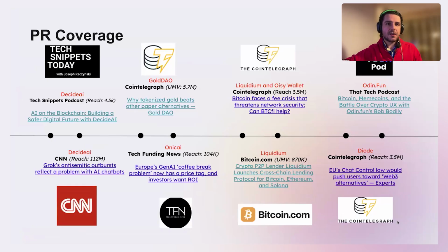Finally, our ecosystem got quite a lot of attention this past year in the media. We have had, for example, publications like CNN talking about Decide AI in various contexts. We had coverage in other major outlets like Bitcoin.com, Cointelegraph, and of course, our ecosystem teams appeared in various podcasts. So there was quite a lot of buzz created around teams like Onicai, the one that is behind FunAI, Odin.fun, Decide AI, and of course GoldDAO and Liquidium and DioDi and all the other teams.